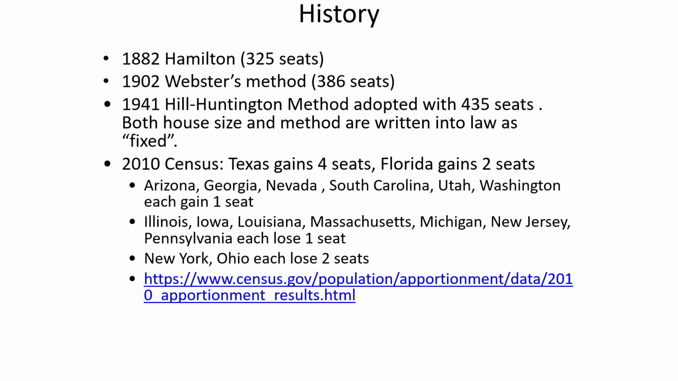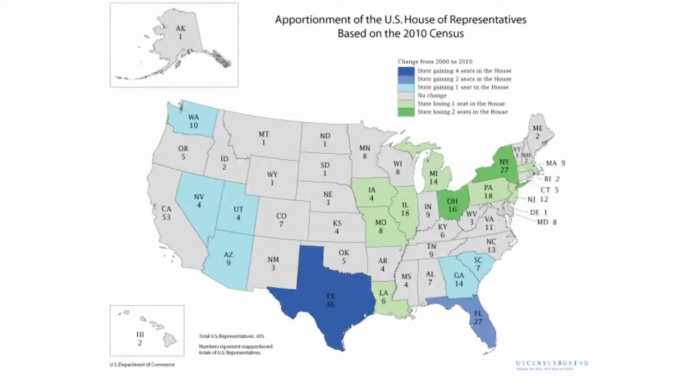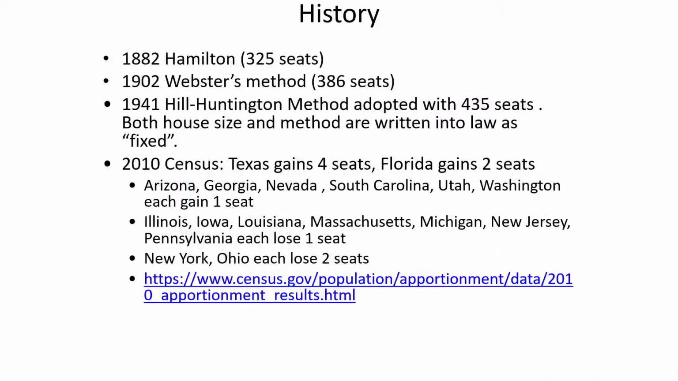If you're curious, you can go to the census.gov website. This is the link to the 2010 apportionment, but there's a new link for the 2020 apportionment. I haven't updated this particular thing. Yeah, this is the 2010 census, I guess. I should get the 2020 up here.